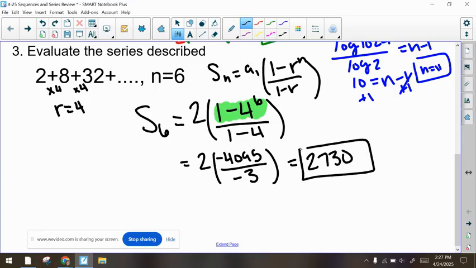And I get 2,730. So that value means that if I were to take the first 6 terms in this series, I would get 2,730. The rest of the time is yours to work on the practice worksheet.